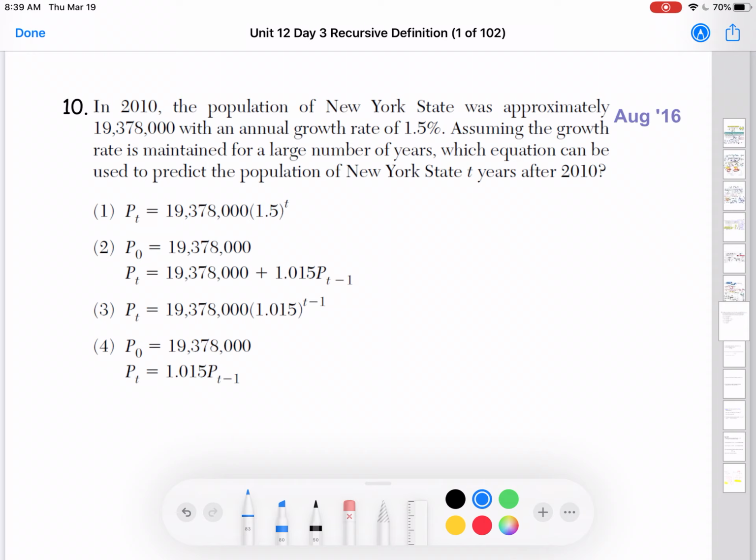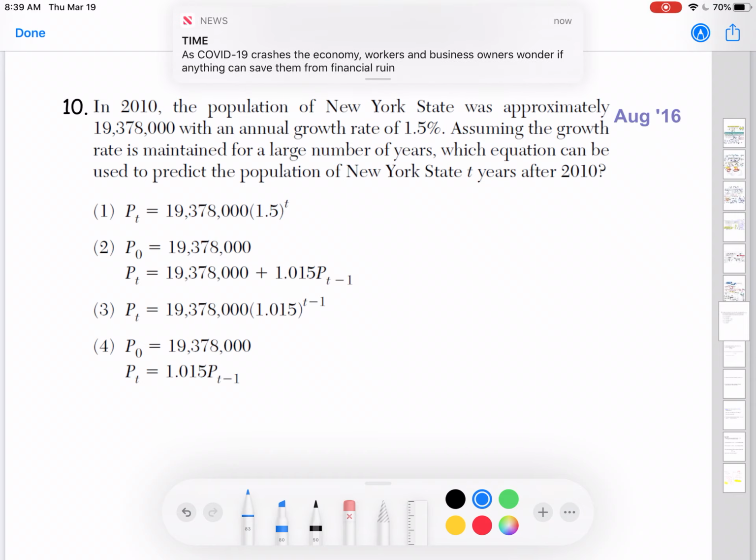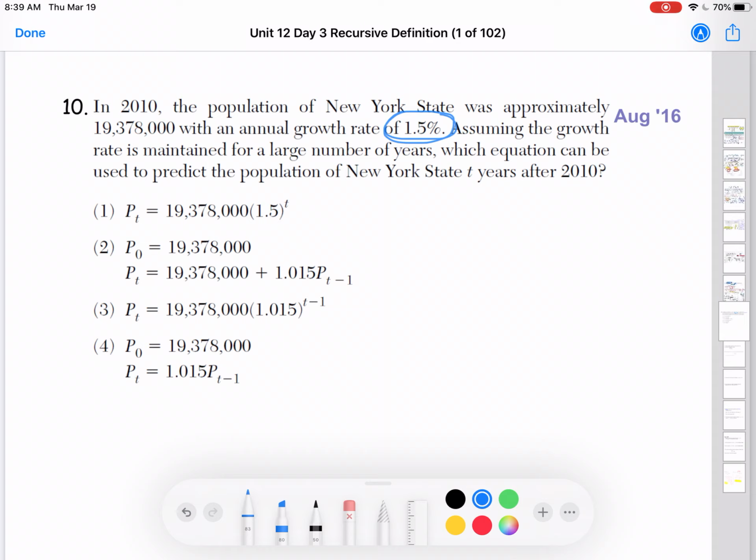In 2010, the population of New York State was approximately 19,378,000 with an annual growth rate. Here it is again. We know that this is going to be some sort of multiplying pattern. Assuming the growth rate is maintained for a large number of years, which equation could be used to predict the population of New York State after 2010?